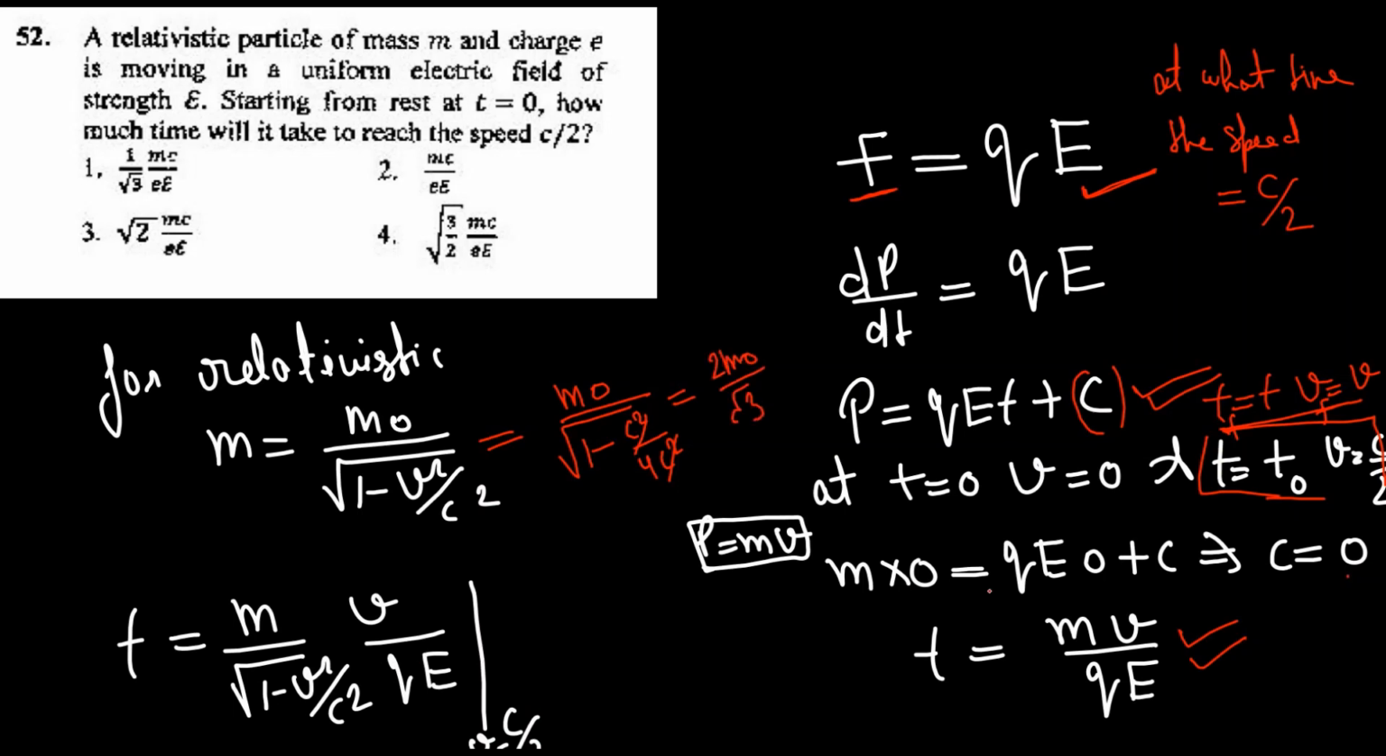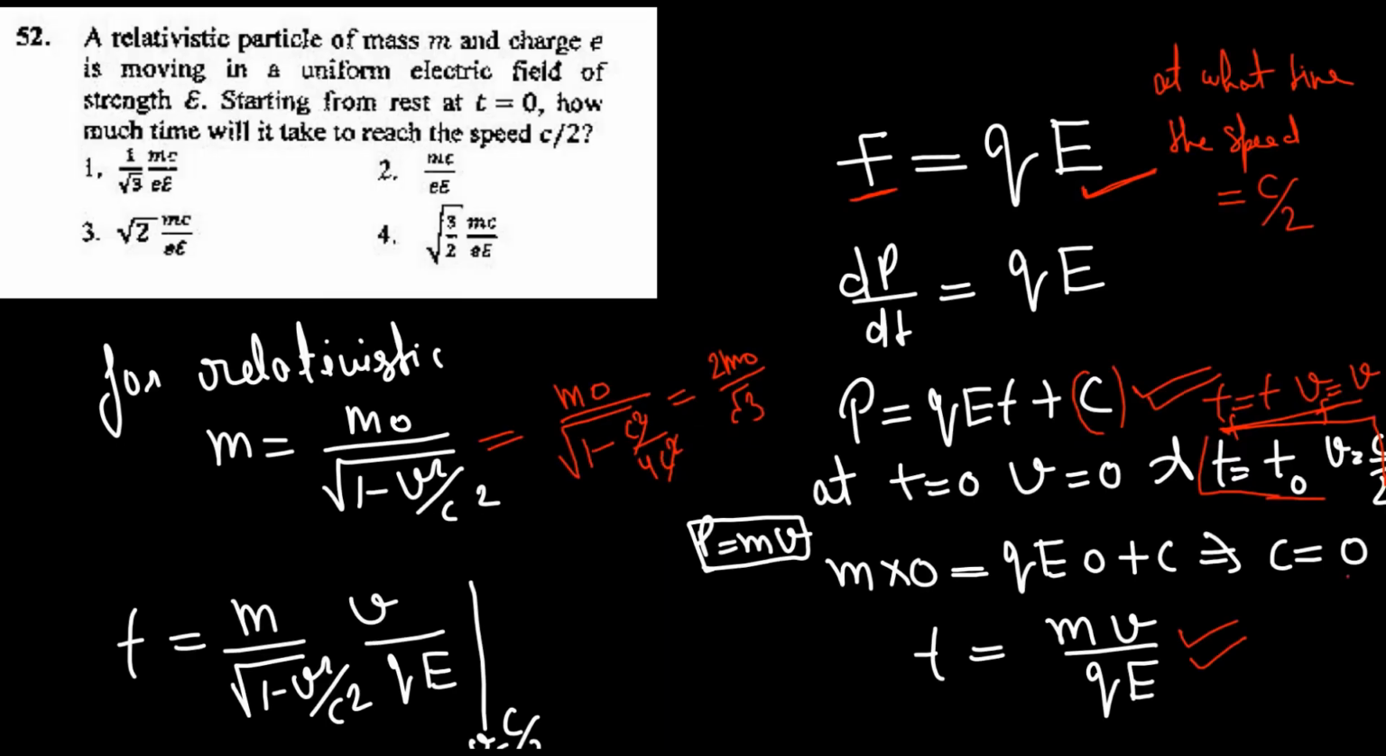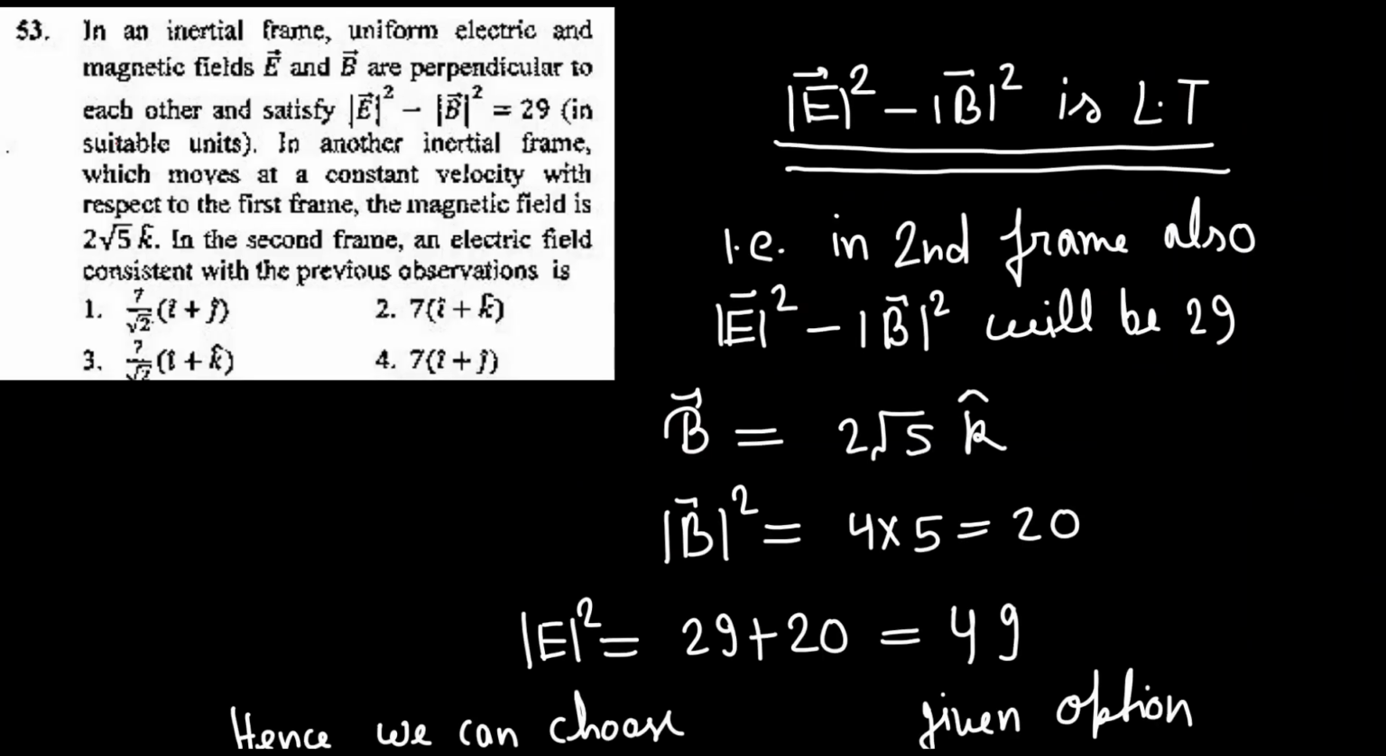Now put the value of m in this formula, mv, and v is equal to c by 2 here. Then what you will get? That t is equal to m naught c by under root 3 qE. So your answer A will be correct. Now let's move towards the next question, which is from the electrodynamics part.